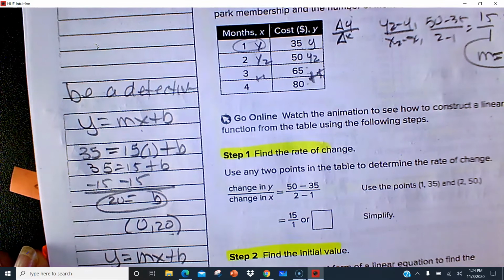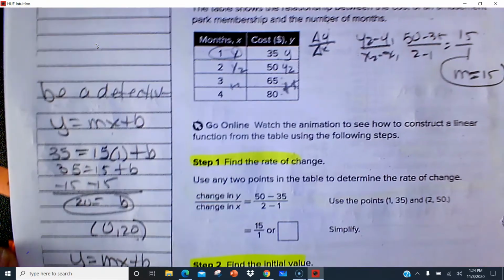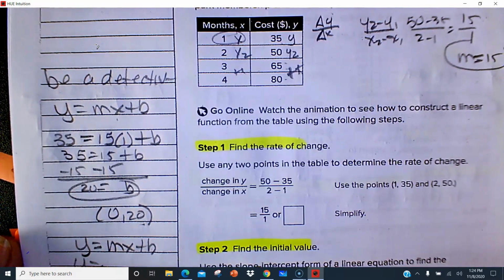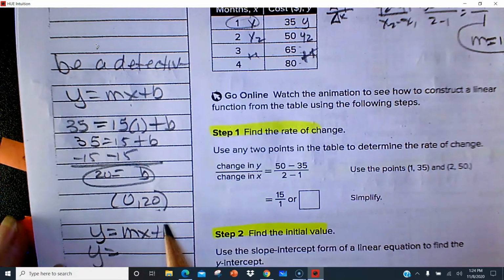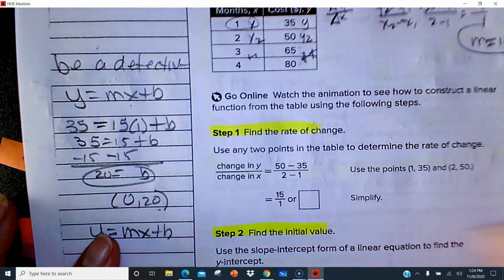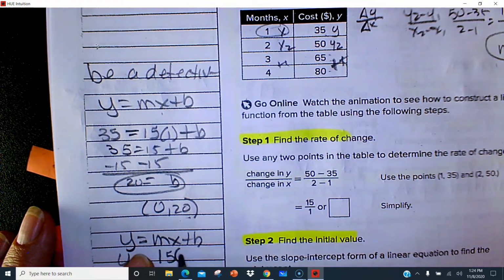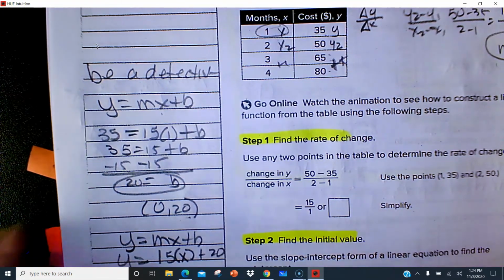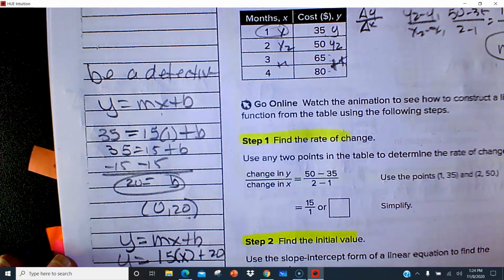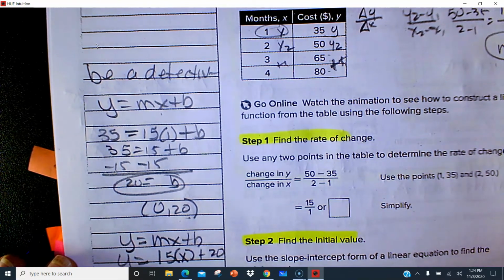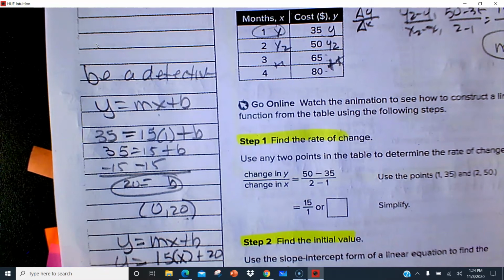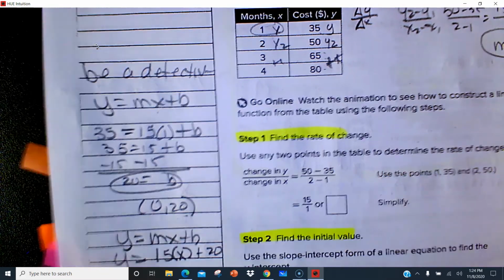Oh boy, that was cheesy. Sorry about that, guys. I thought you guys saw the whole thing. Hopefully you saw the whole thing. Okay, so y equals, my b is 20. Here's my m is 15. So y equals 15 times x plus 20. So let's just write it. And then you're good. That's a lot.